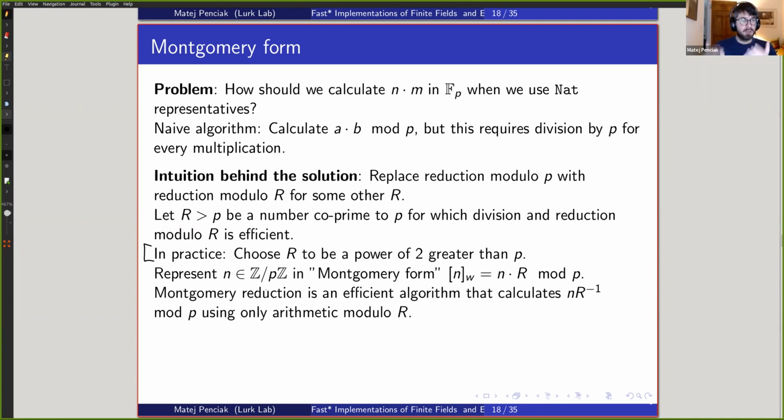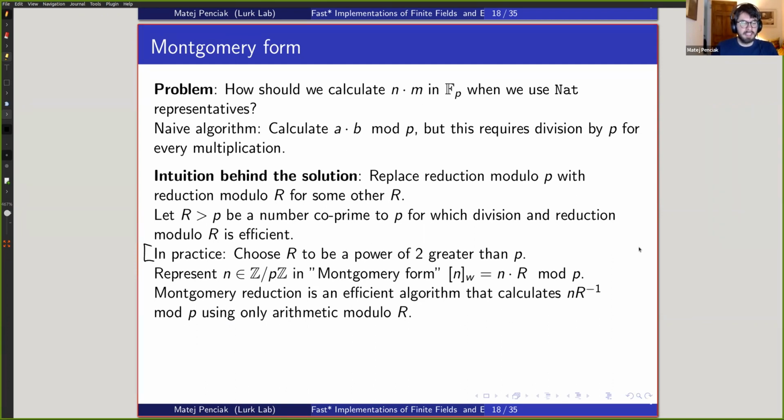In principle, on a computer where everything is represented in its binary form down on the level of bits, reduction modulo some power of 2 is very simple. You just truncate your bit representation at a certain point. And division by R should also be very simple. It's just a bit shift, right? And so reduction modulo R and division by R should be very, very fast compared to modulo P when P is not a power of 2.